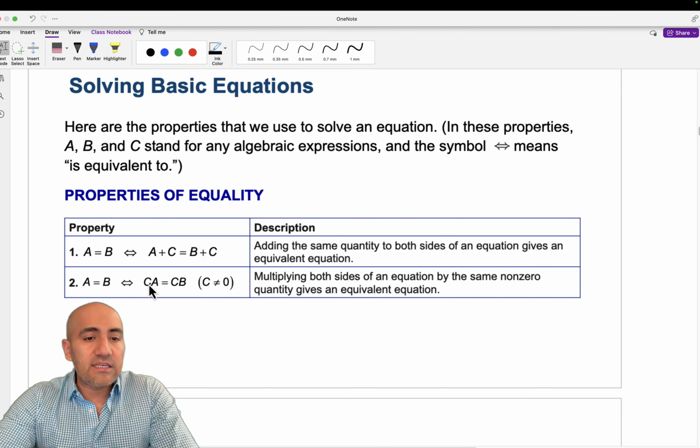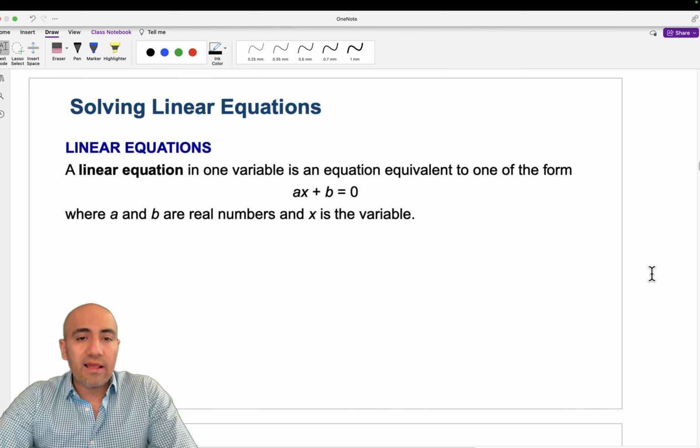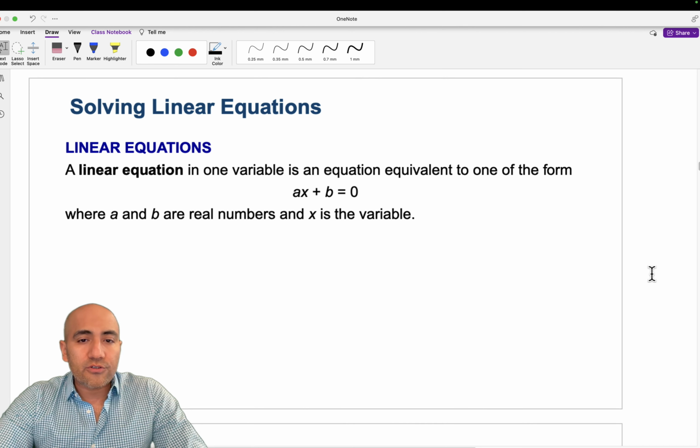Solving linear equations. A linear equation in one variable is an equation equivalent to one of the form ax plus b equals 0, where a and b are real numbers and x is the variable, right? So there's a lot of letters running around, but keep in mind that x is the independent variable and a and b are just constants. They represent numbers. So a linear equation will be something that can be manipulated to fit this form.